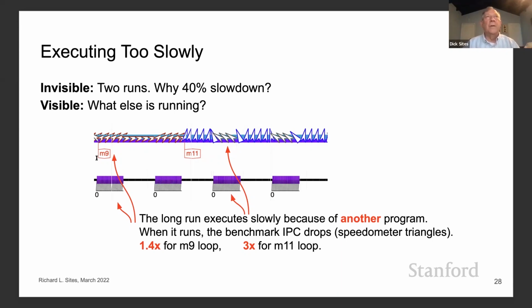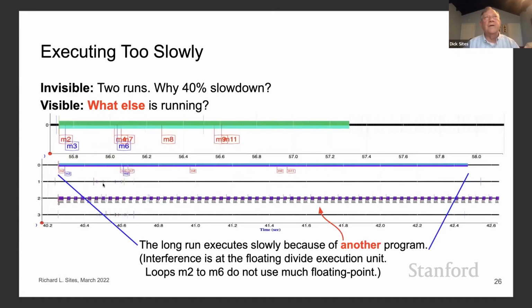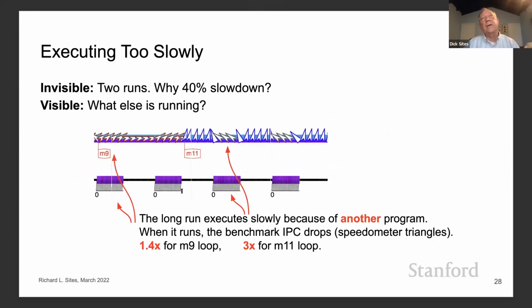So from the trace with the instructions per cycle over all of the little bitty pieces, you can see exactly that module 2 doesn't slow down. The reason is it doesn't do any floating point instructions. It's a bogus benchmark. And you can see that module 11 does lots of floating point divides and slows down more than the other ones. So you get to see exactly the interference.